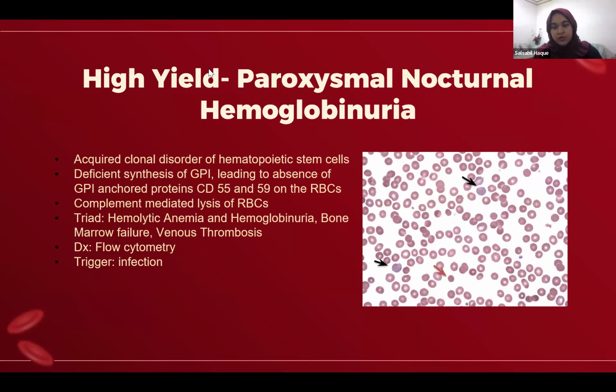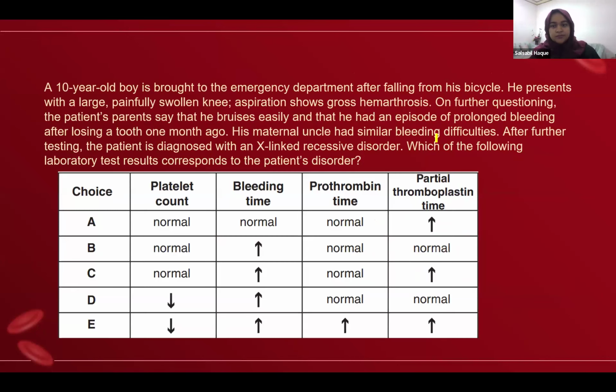Now, can you tell me what you see here? I don't know if this is very high yield for the exam. However, what do you see in PNH? Polychromasia, yes. Actually, it is high yield for the exam, yes. You see polychromasia, so cells of different colors, basically. Okay, next question.